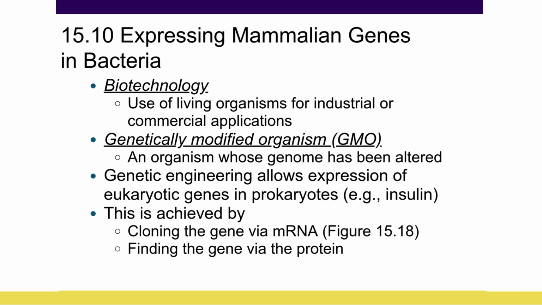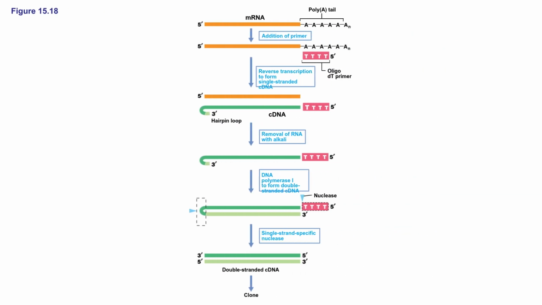Genetic engineering allows us to express eukaryotic genes, like human genes, in prokaryotes like bacteria. A famous example is the production of human insulin in E. coli. This is achieved by cloning the gene, often starting with its messenger RNA, as shown in figure 15.18, or by finding the gene based on knowledge of the protein it produces.